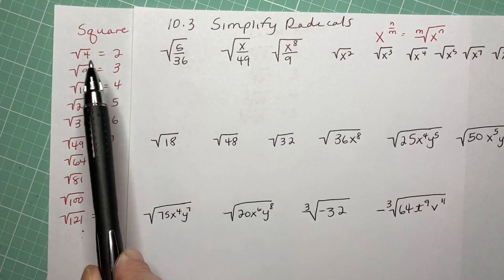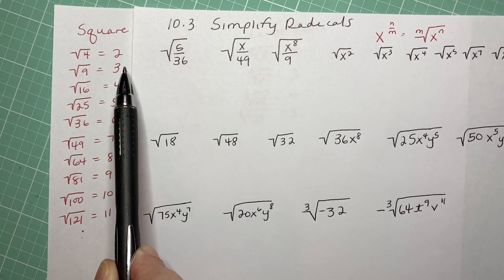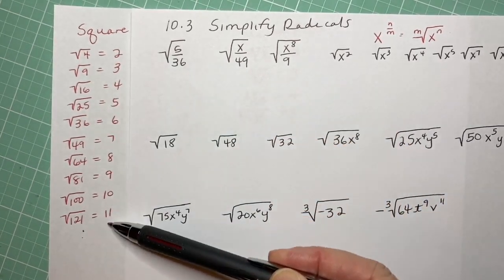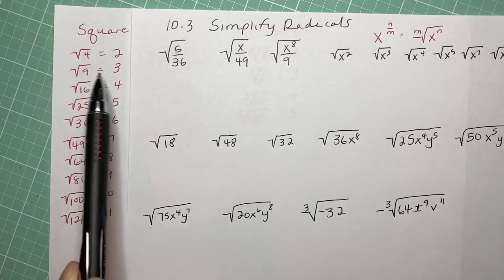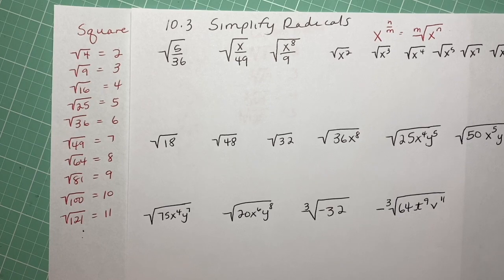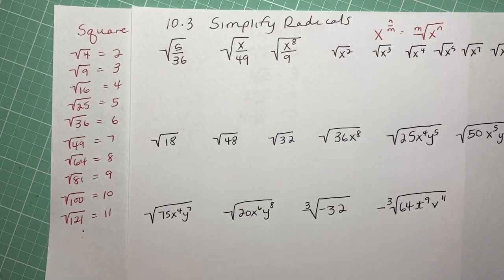It's what number times itself would give you the number inside there. So the square root of 9 would be 3 times 3, so your square root of 9 is 3, and so on. And you can get them by just listing your numbers and then squaring them. 2 times 2 is 4. 3 times 3 is 9. So you can always have these written down beside your paper if you want to.